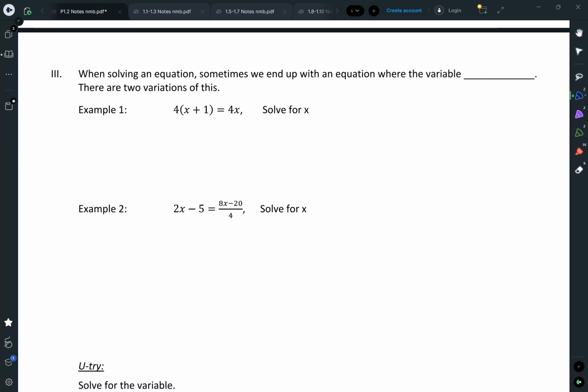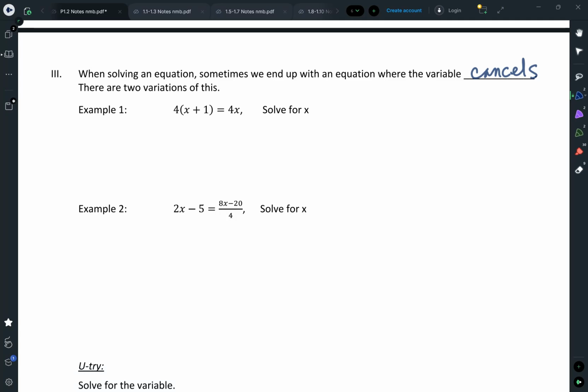Those are all kind of math slang, but that's really what we're talking about here. And there's two different variations of this that we're looking at. So we're kind of looking at special cases when you problem solve.